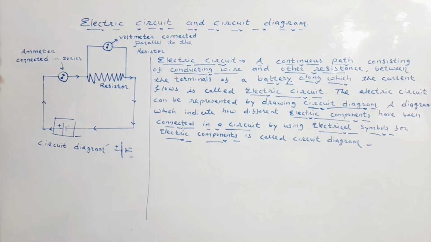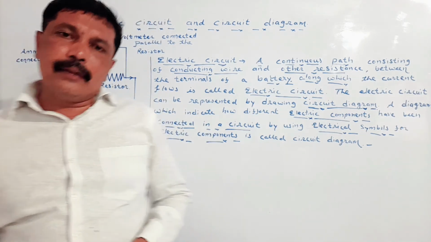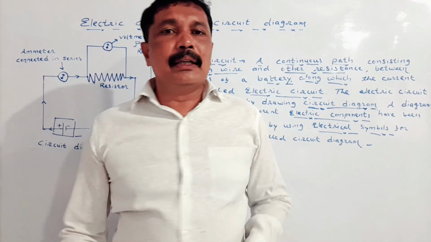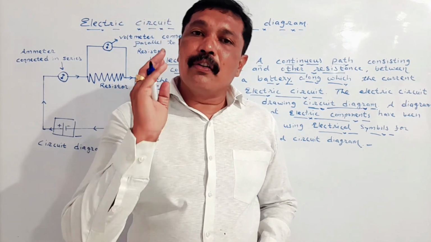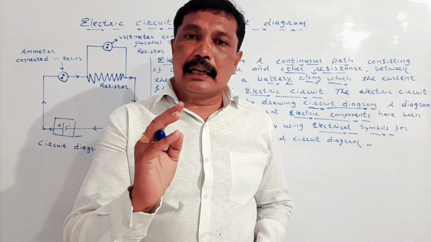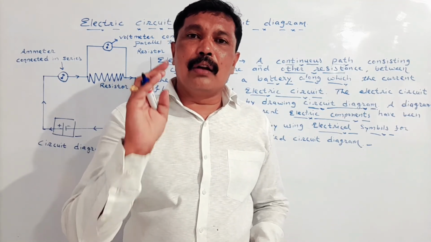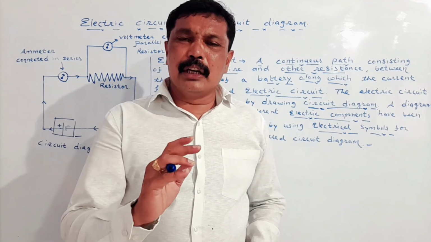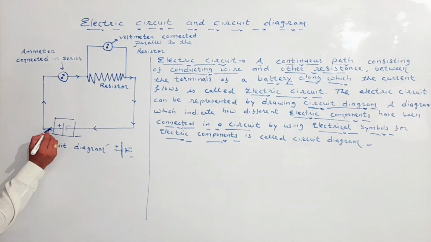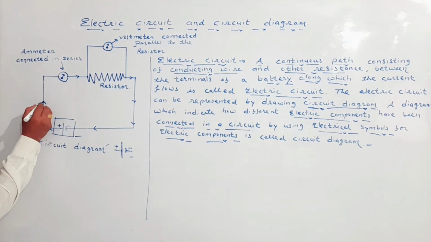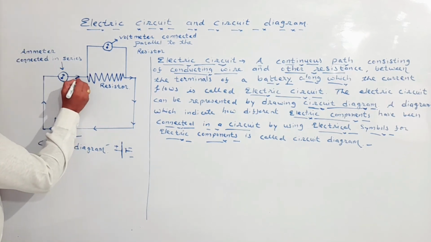My dear student, the second thing which we have to consider while drawing the circuit diagram is that you have to show the direction of flow of electric current. And we also know that the electric current always flows from positive terminal to negative terminal. So we will show the flow of current in the circuit diagram with the help of an arrow.